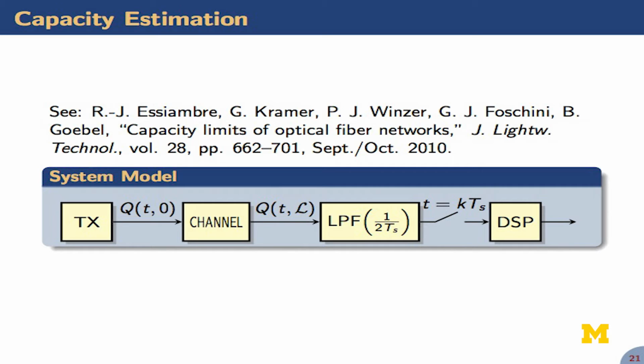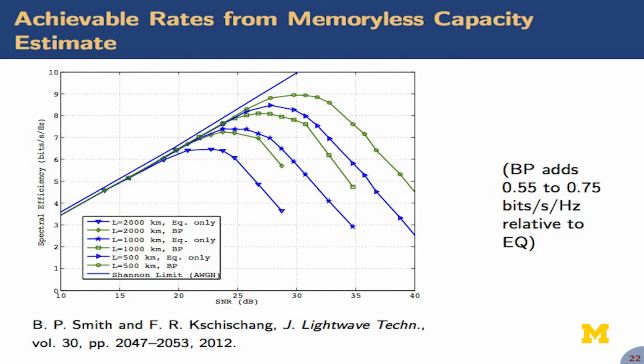So it's this transmitter, some low-pass filter at the receiver that isolates the channel of interest, and this DSP algorithm. This is the backpropagation stuff that I'm talking about. What kind of information rates can you achieve? Very interesting question. Here's the answer.